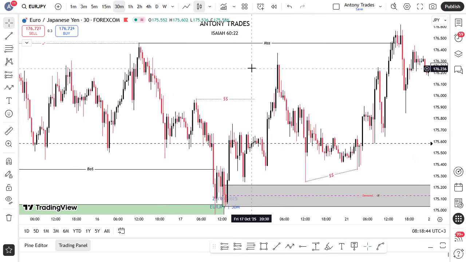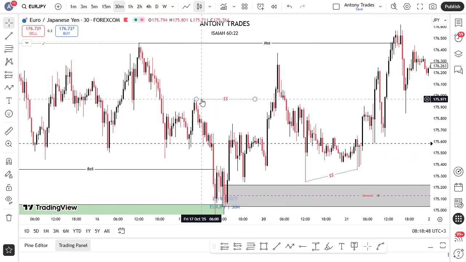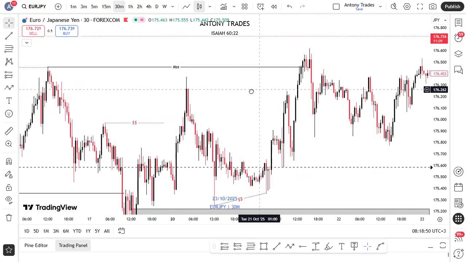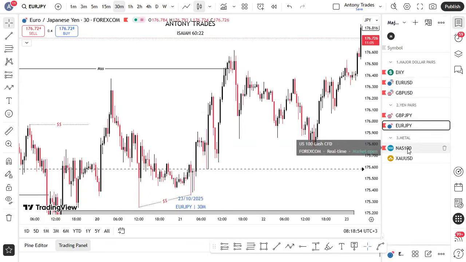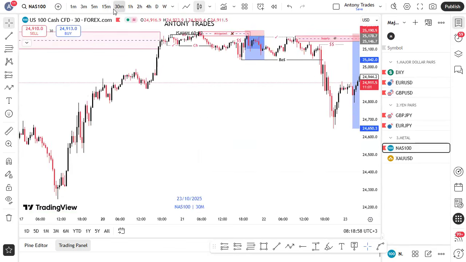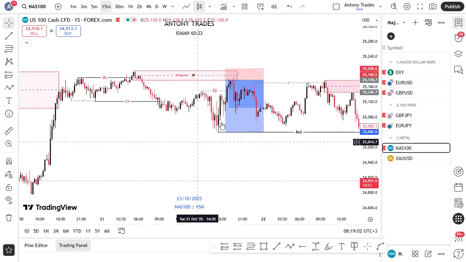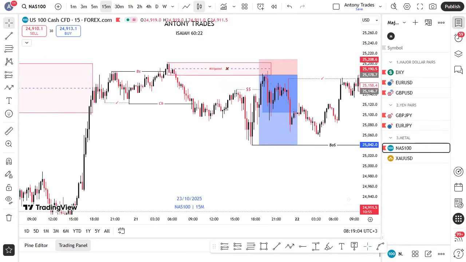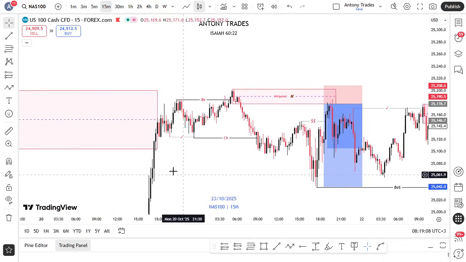Now I think I've shown you both major and minor inducement. Now I will show you an example of major inducement on a trade that I took this week on Nasdaq. I had a trade on Nasdaq this week, and this is the trade. You can see very clearly here.